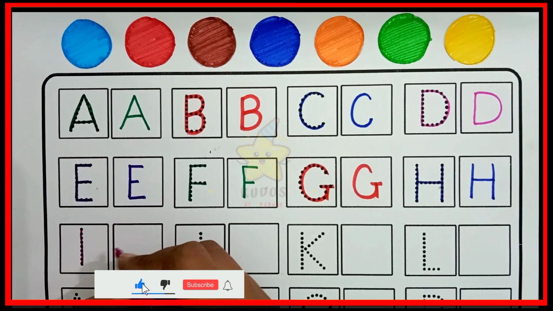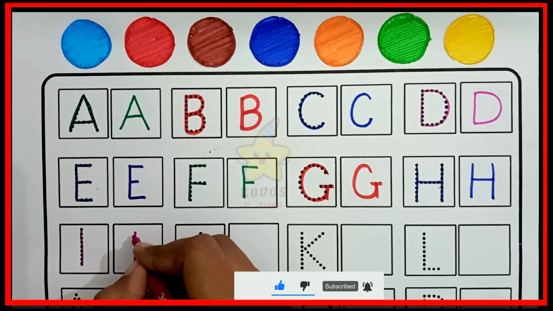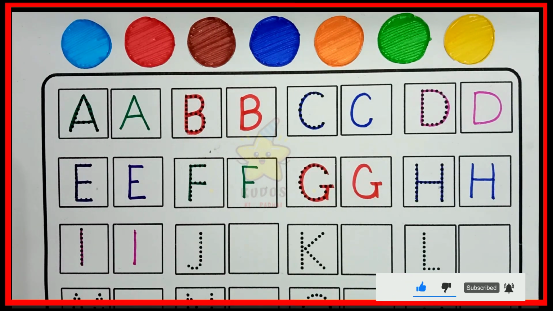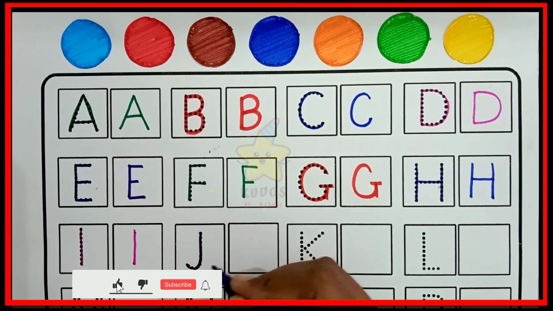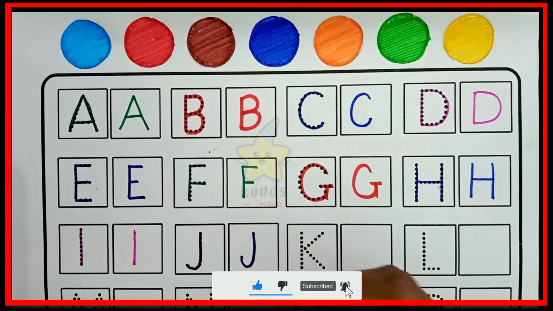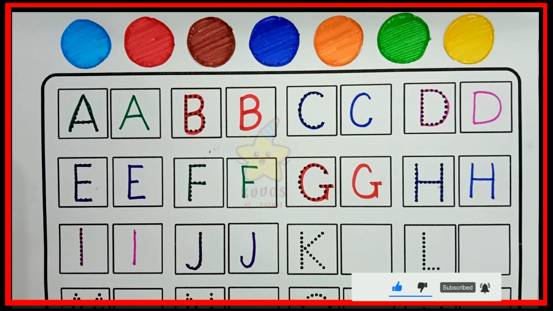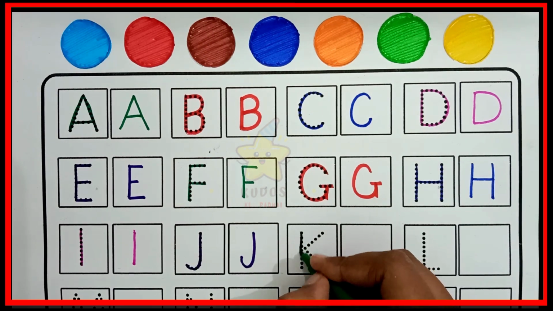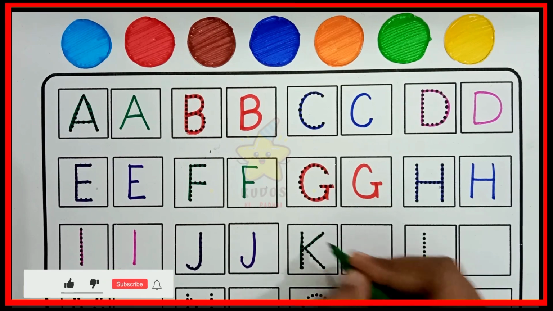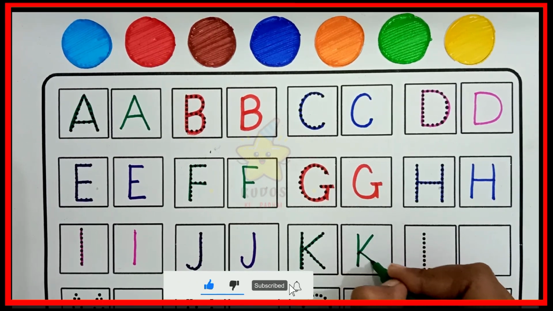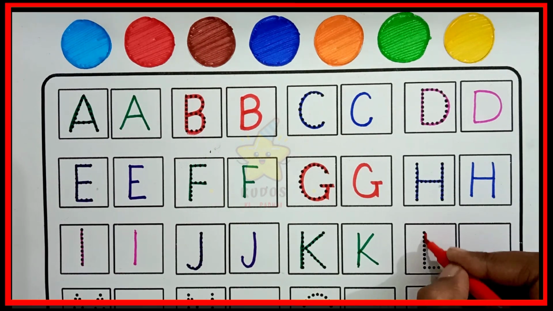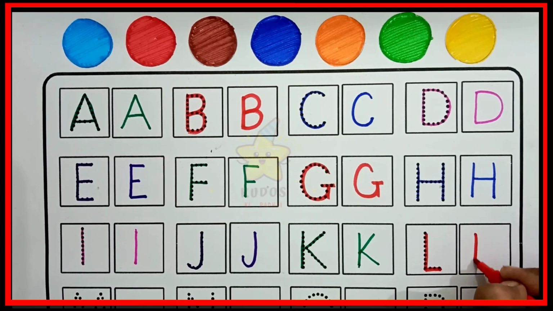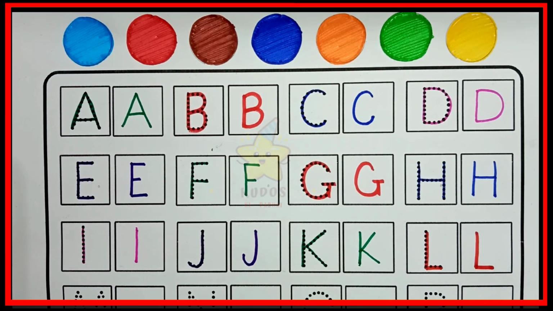Pink color, I for ice cream. Purple color, J for jug. Green color, K for kite. Red color, L for lemon.